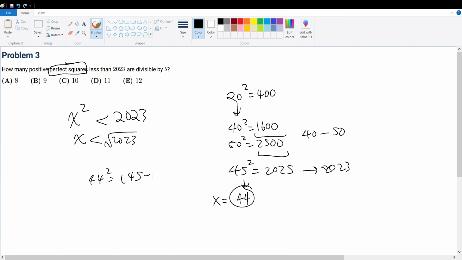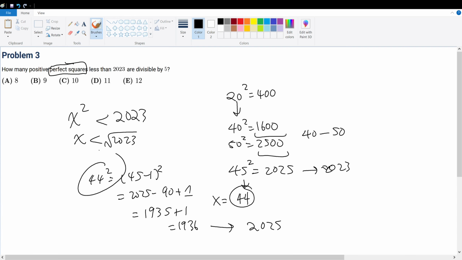It gives 45 minus 1 squared, which is 2025 minus 90 plus 1, right? Which is 2025 minus 90, that gives 1935, plus 1, which gives 1936. 1936, then 45 squared gives 2025. So obviously, 44 squared must be my largest value. Now that we have this out of the way, we can say that x is within 1 to 44.